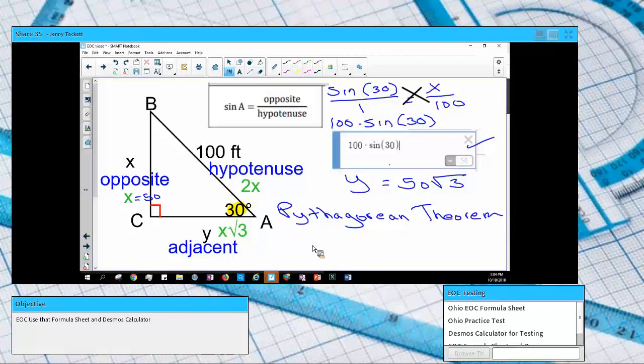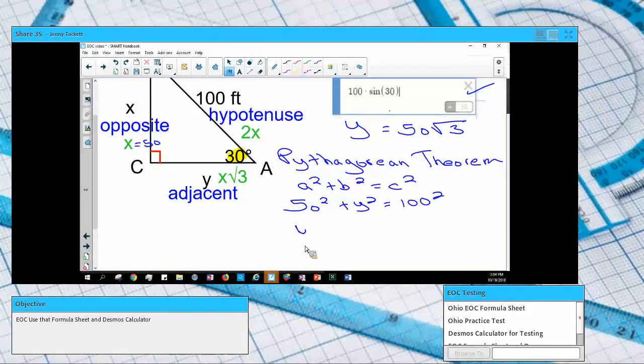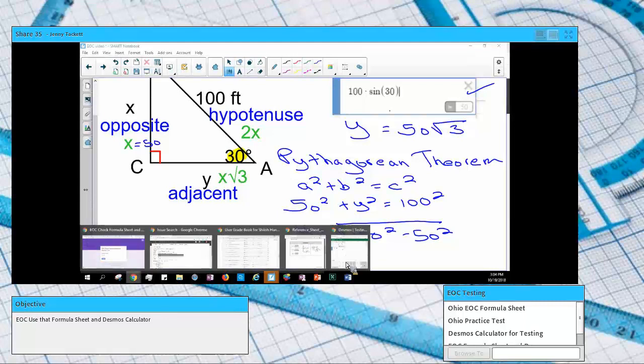Which says a squared plus b squared equals c squared. We did have to find one of these sides using either of these two methods. Now we can say that 50 squared plus y squared equals 100 squared. Notice we're naming the sides across from the angles. So that means our y equals the square root of 100 squared minus 50 squared. Easy enough to put into Desmos.